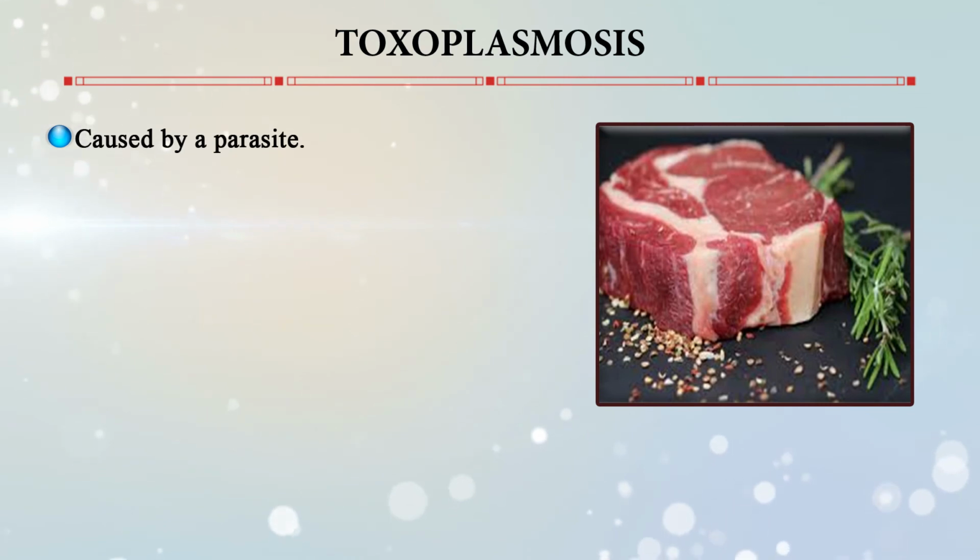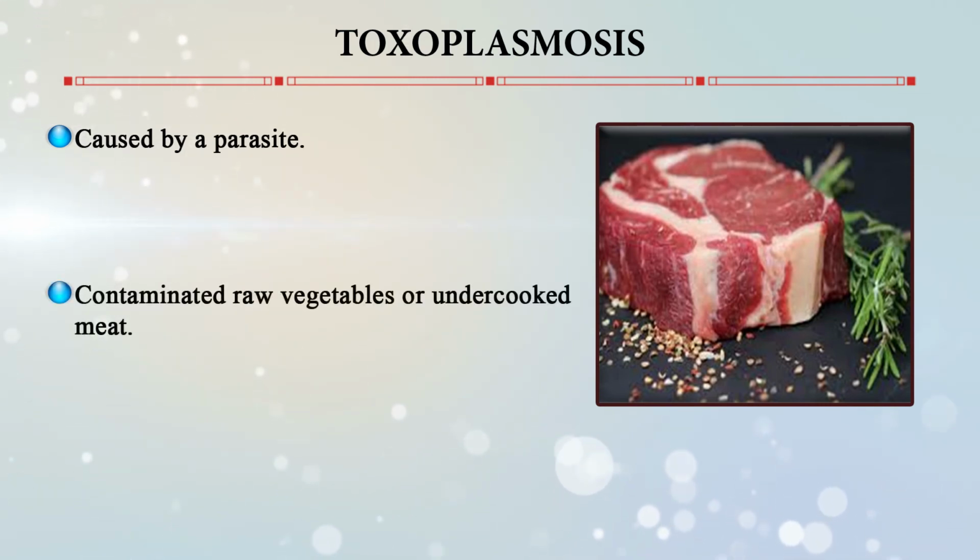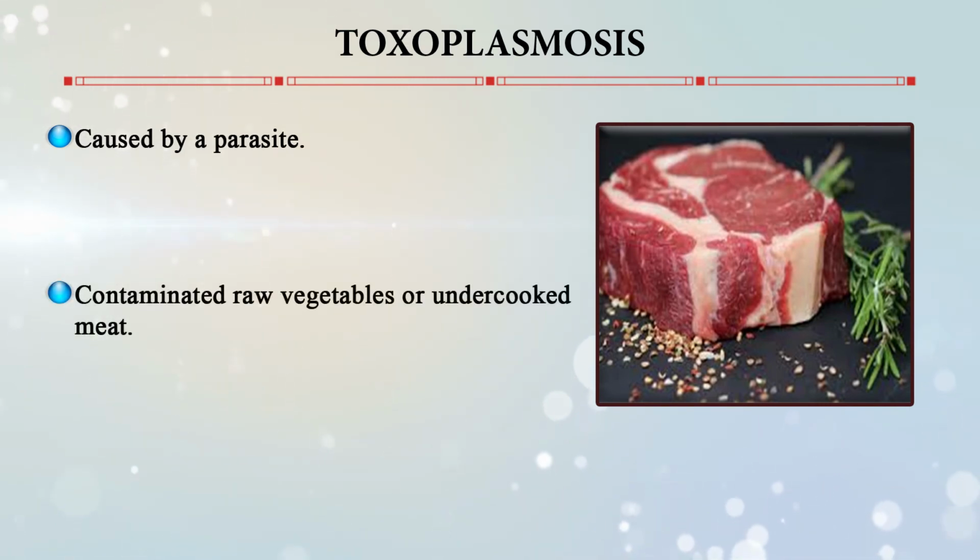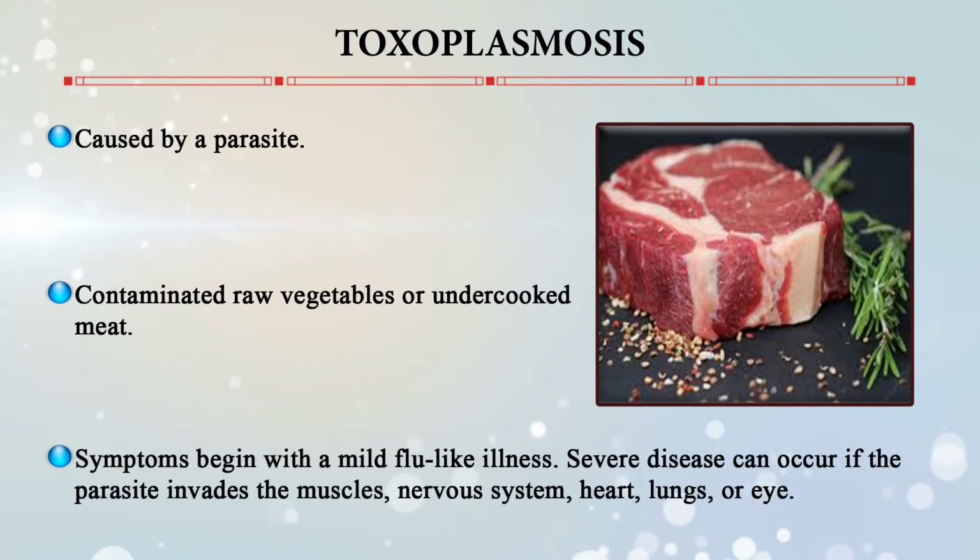Toxoplasmosis, again, is caused by a parasite. It is contracted by consuming raw vegetables or undercooked meat. Symptoms begin with a mild flu-like illness, and severe disease can occur when the parasite invades the muscles, the nervous system, the heart, the lungs or the eyes.